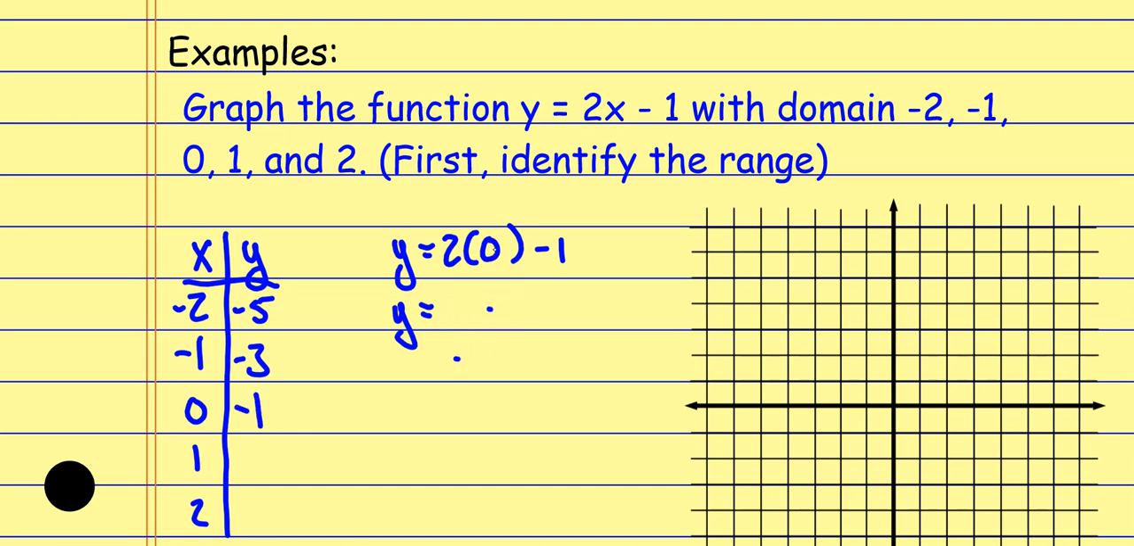And then I plug the next value in. So I'm just plugging one in at a time. 2 times 1 is a 2, minus 1, that's an easy one, that's a 1. And then the last one they give me is a 2. 2 times 2 is a 4, minus 1 is a 3.